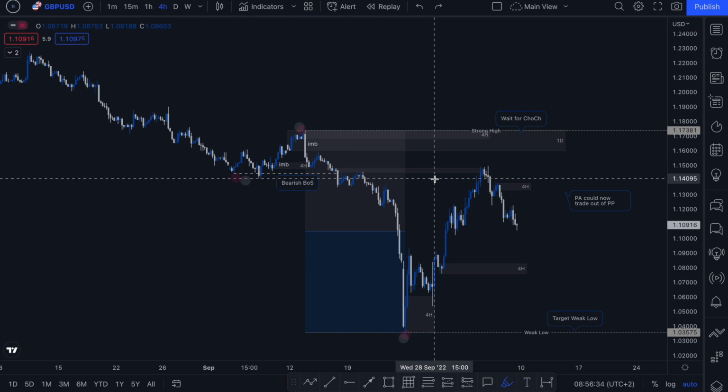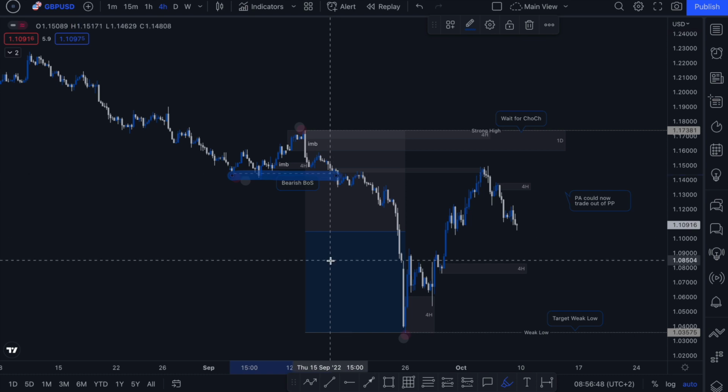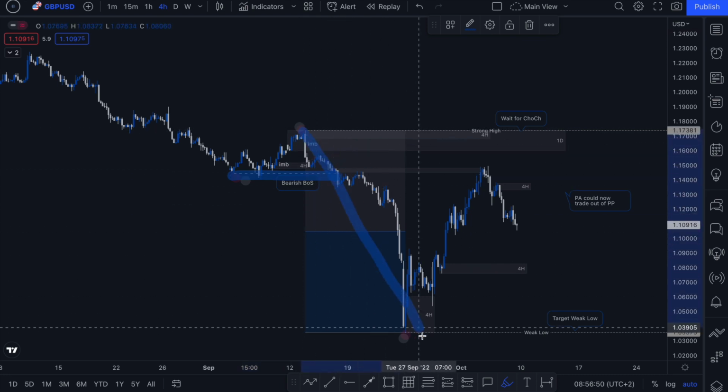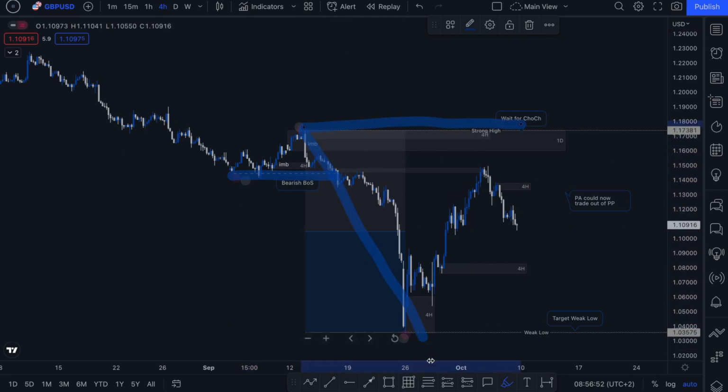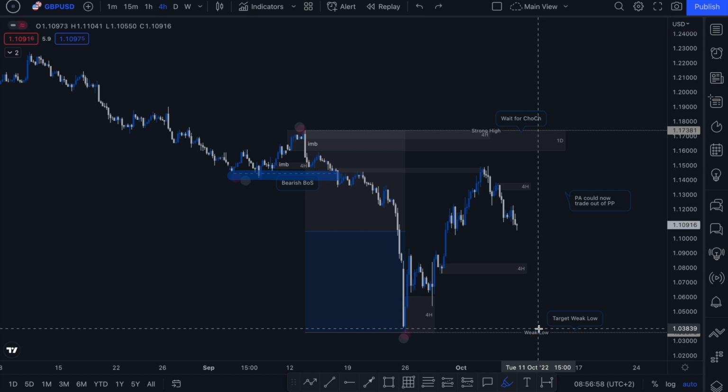So this is going to be essentially just the inverse of what we've just showed on the markup, on the simplified SMC setup. As you can see, we have our bearish break of structure in here, and we have this bearish 4-hour leg in here, okay? We have our strong high up here. We have our weak low down here.